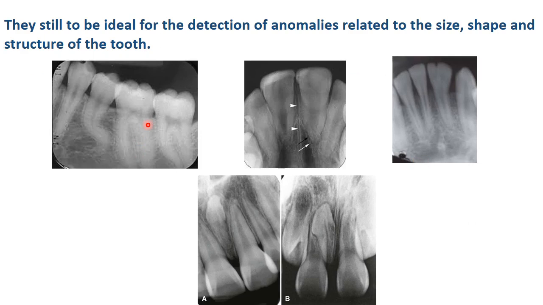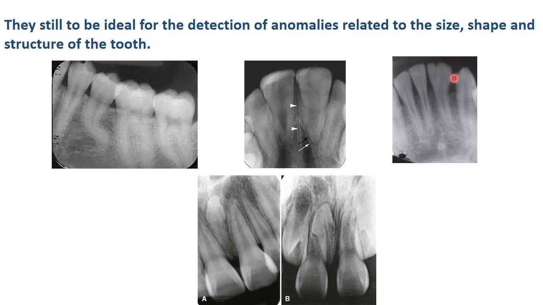Periapical radiographs are ideal for the detection of anomalies related to the size, shape, and structure of the tooth. In this case, you can see a dilacerated or curved root of the second premolar, which will definitely affect the tooth movement of this tooth. And you can see here we have abnormal roots or abnormally sized incisors. So periapical radiograph is indicated to diagnose the case and see if there is any defect in the teeth.